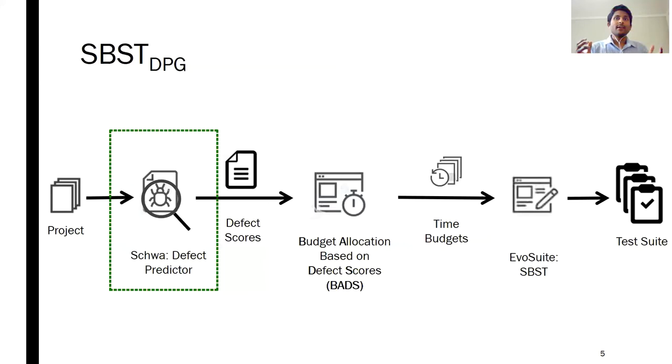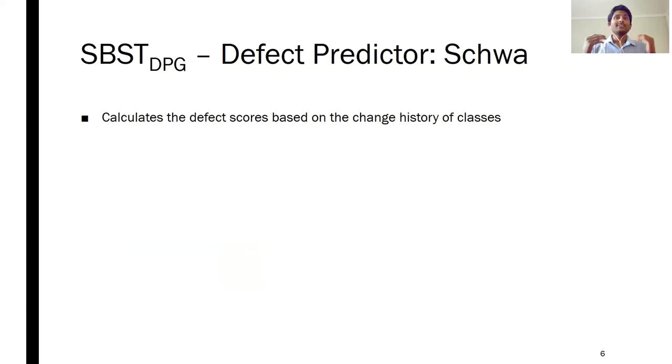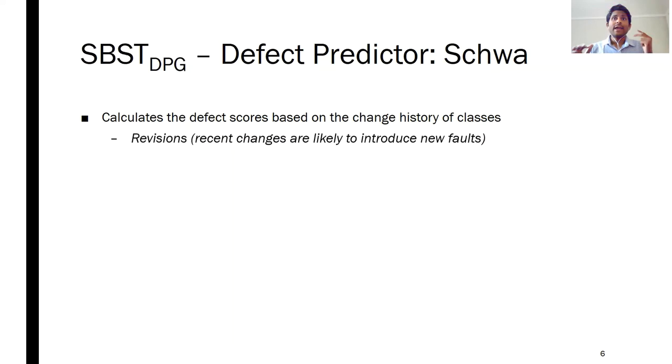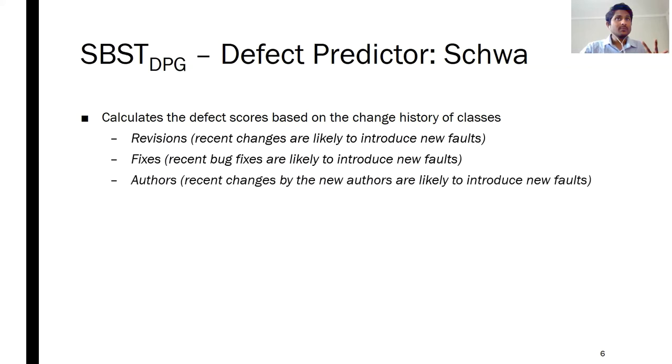Let's have a look at the first module, which is the defect predictor. We used SHUA as the defect predictor, which estimates defect scores based on the change history of classes. SHUA estimates the defect score for each class by using a time-weighted risk formula. In particular, SHUA uses three metrics that have been shown to be effective at producing defect predictions. Those are revisions, bug fixes, and changes by new authors.